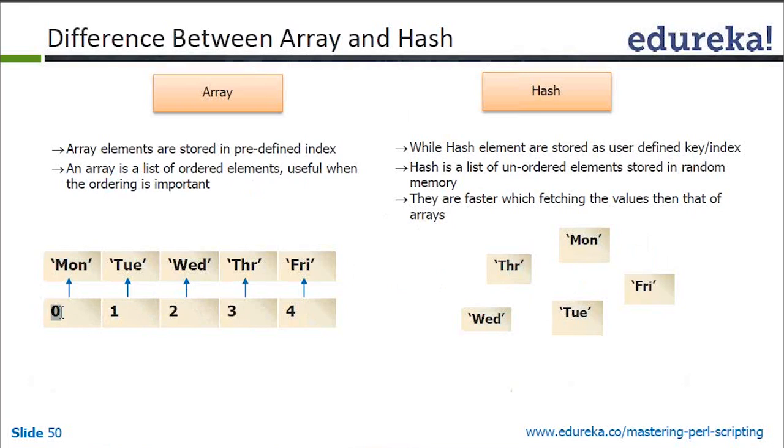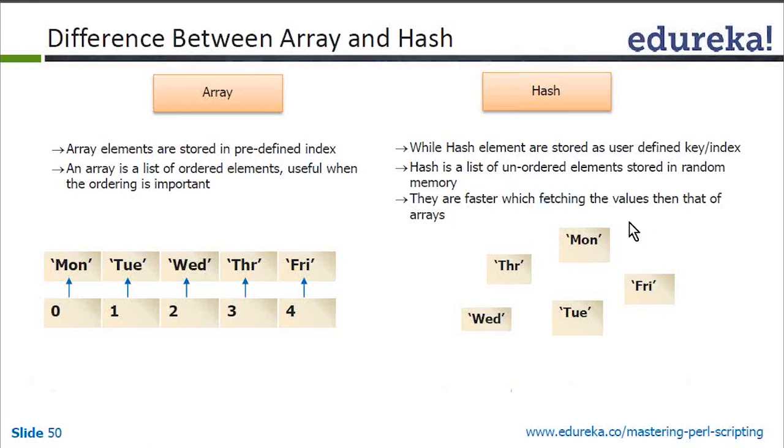You cannot skip assigning; it will print some junk character, or it will just print that it's not existing. But you must have some element in the first element, that is 0, array 0. That is not the case in hash, wherein the hash elements are stored as user-defined keys and indexes. Hash is a list of unordered elements stored in random memory. As I said, it is not stored in a sequential order of elements. It is stored in a random memory.